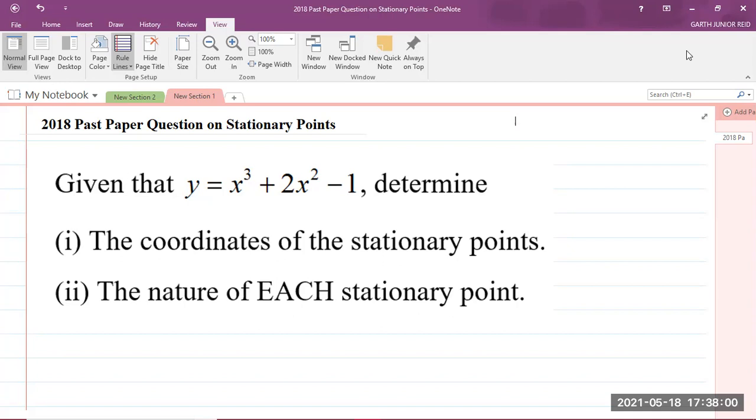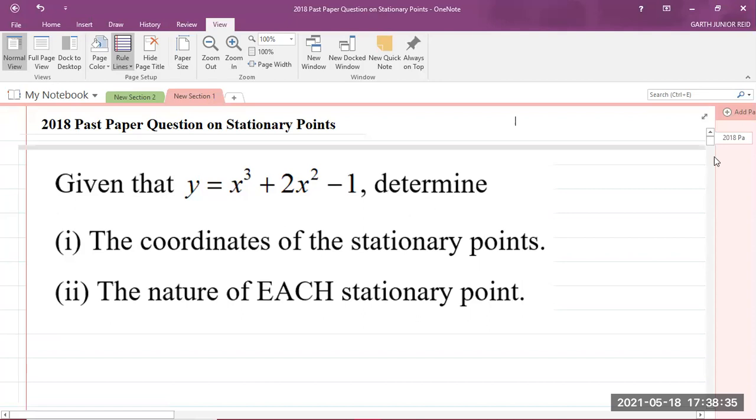Mr. Garthreed here. We're going to be looking at a 2018 past paper question on stationary points, from the May-June 2018 paper for CSEC Additional Mathematics. We're focusing on section 3, which is Introductory Calculus. The question says, given that y is equal to x cubed plus 2x squared minus 1, we are to determine part 1, the coordinates of the stationary points, and part 2, the nature of each stationary point.